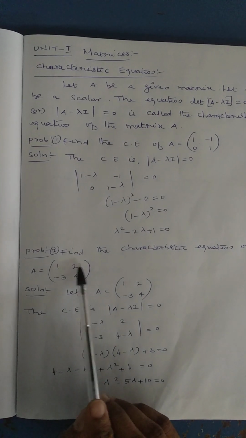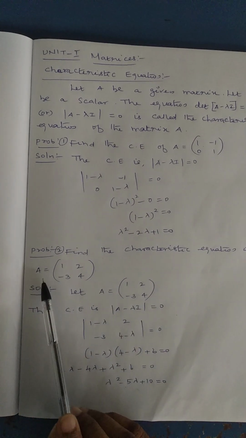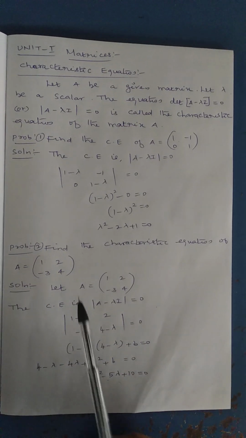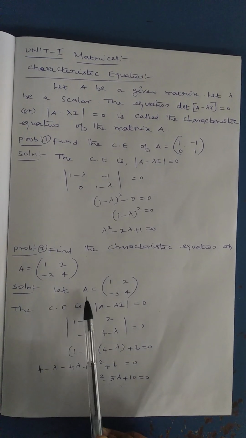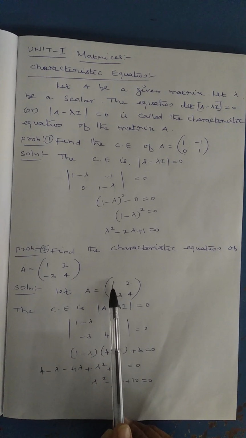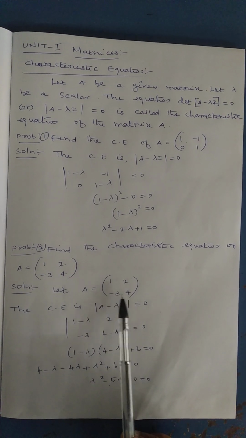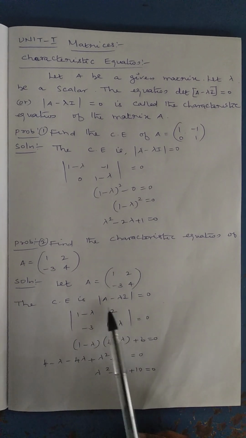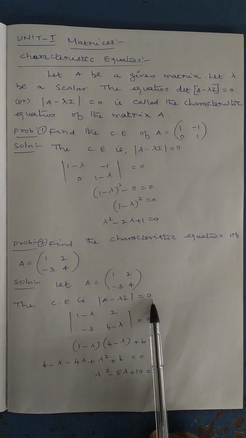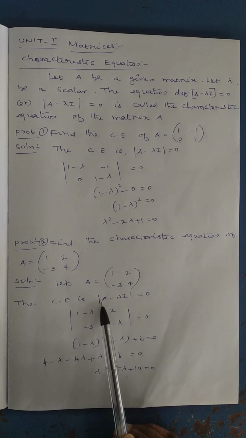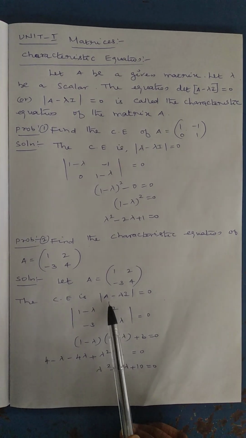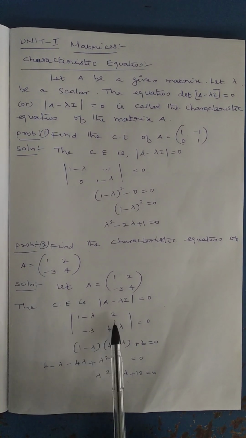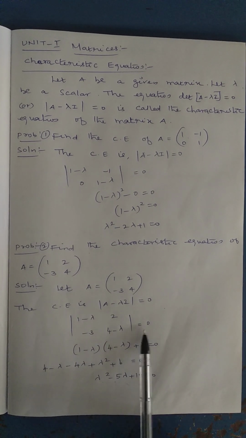Next problem: find the characteristic equation of A equals [1 2; minus 3 4]. Solution: let capital A equal [1 2; minus 3 4]. This is a 2 by 2 matrix. The characteristic equation is determinant of A minus lambda I equals 0. A is the given 2 by 2 matrix and I is the identity matrix. So determinant of [1 minus lambda, 2; minus 3, 4 minus lambda] equals 0.